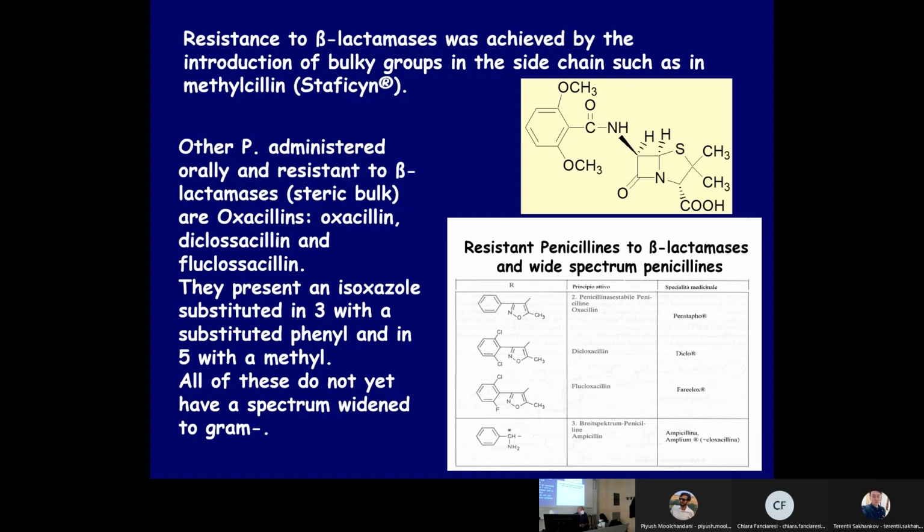No. Yeah? I just have a question. These bulky groups that are usually added before, is this technique still used now? Yeah, really. We see the same strategy in cephalosporins. Yes. A negative cloud around the beta-lactam ring. Yes.